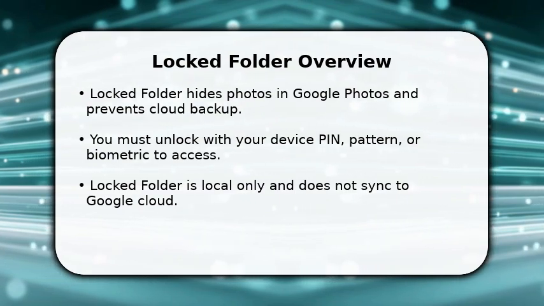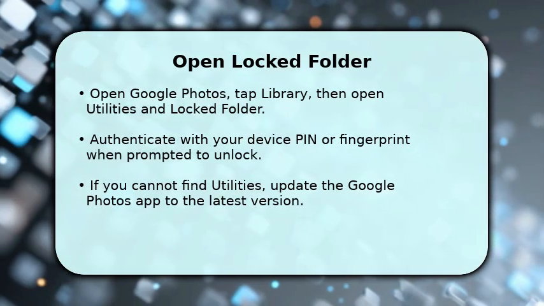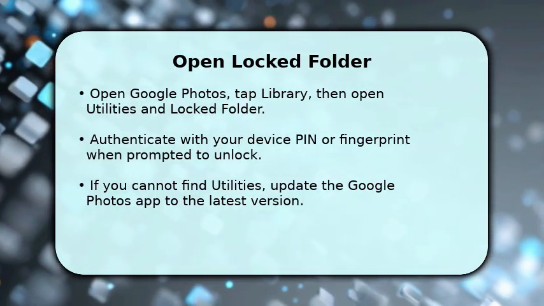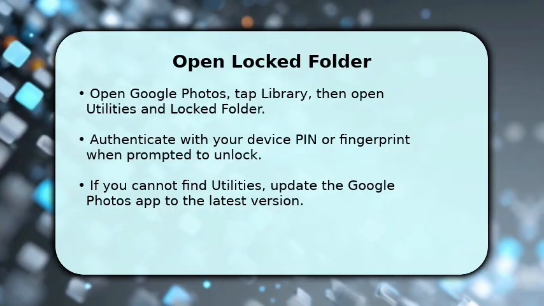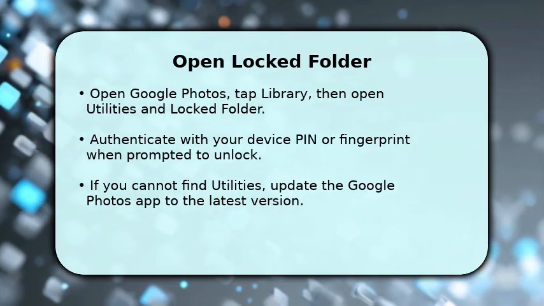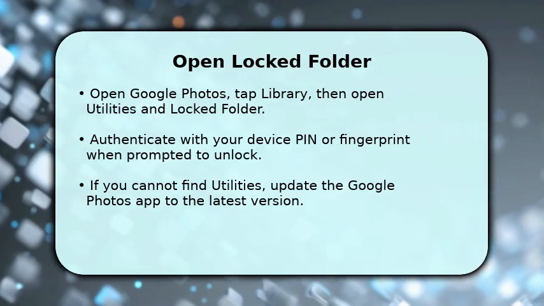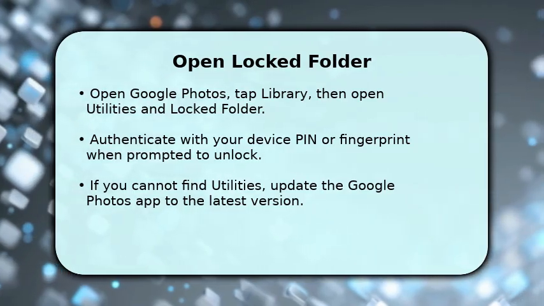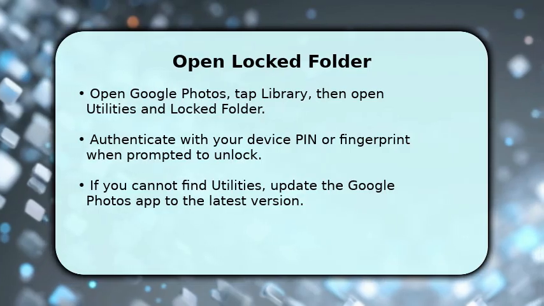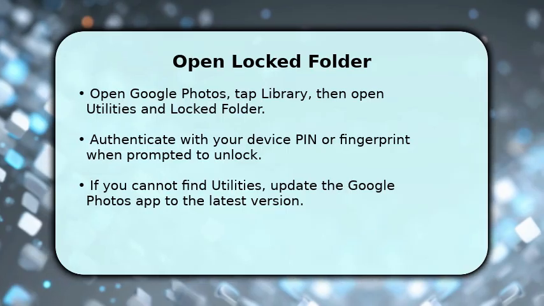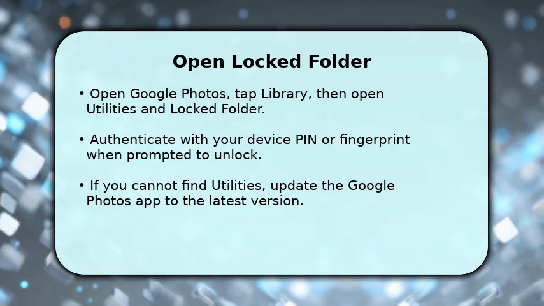First, open the Google Photos app on your Android or iOS device. Tap the Library tab at the bottom of the screen to continue. Next, choose Utilities and then tap Locked Folder from the Utilities list. When prompted, authenticate with your device PIN, pattern, or biometric to unlock the folder. If you do not see Utilities or Locked Folder, update the Google Photos app to the latest version in your App Store.